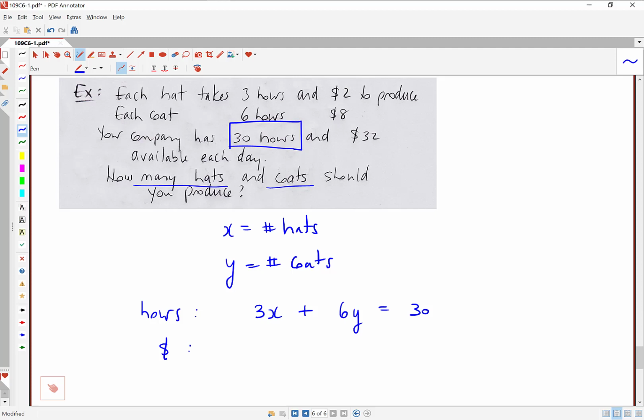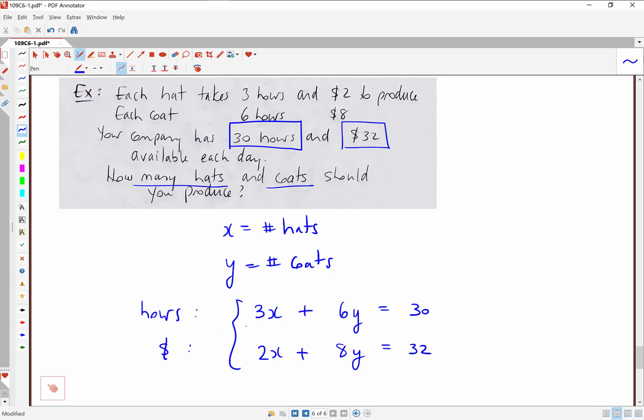If we think about dollars, well, each hat costs $2. So we're going to go 2 times the number of hats. Plus, we're going to add on the cost for the coats. Each coat, we said, costs $8. So 8 times the number of coats gives us the dollars just coming from coats. If we add those up, that's our total number of dollars. And we're told that our company has $32. So that's where our second equation comes from.